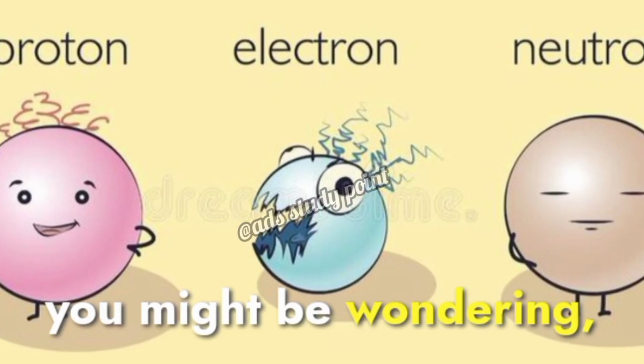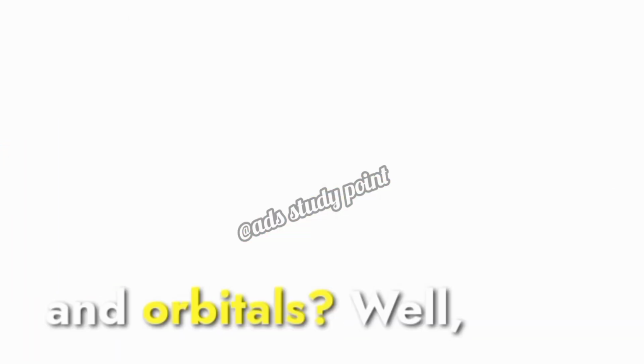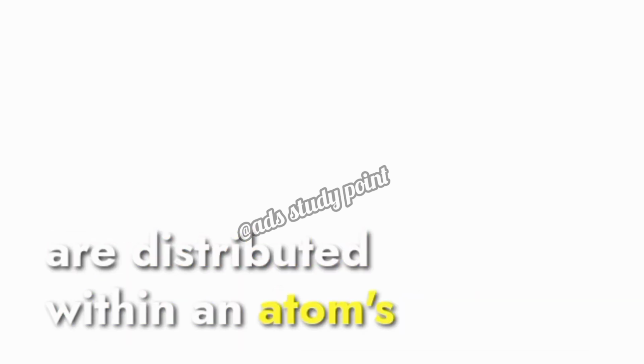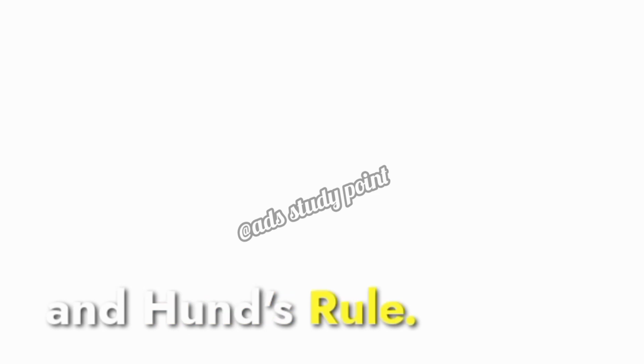Now, you might be wondering, how do electrons fill up these energy levels, subshells, and orbitals? Well, that's where the concept of electron configuration comes into play. The electron configuration is a way to represent how electrons are distributed within an atom's energy levels, subshells, and orbitals. To determine the electron configuration of an atom, we follow a set of rules called the Aufbau principle, the Pauli exclusion principle, and Hund's rule.